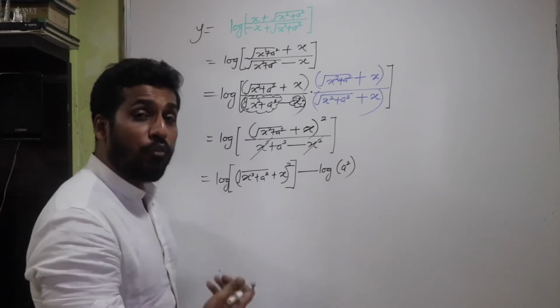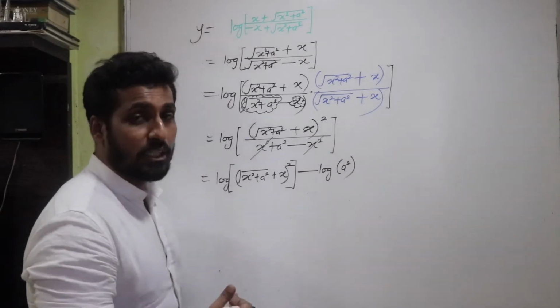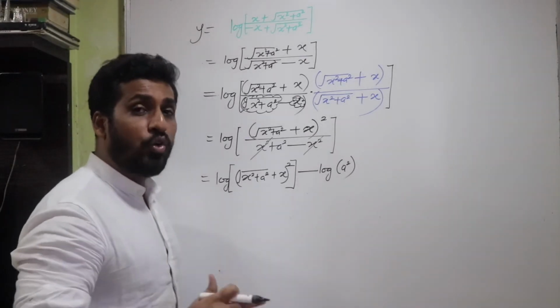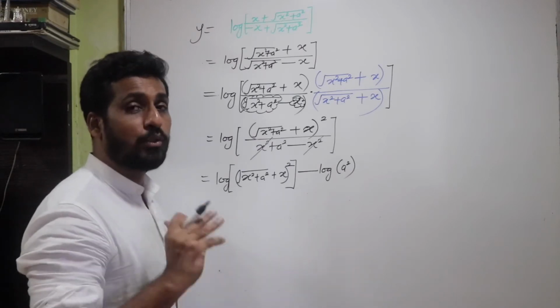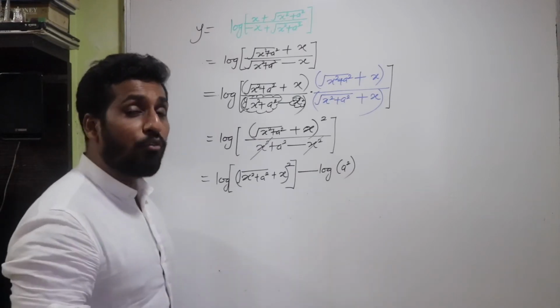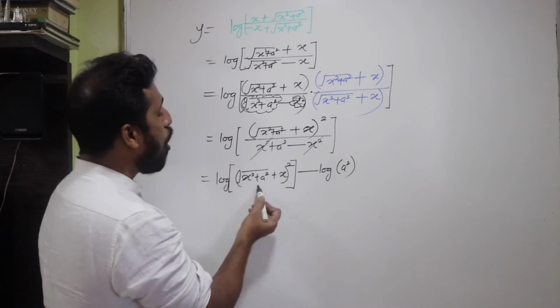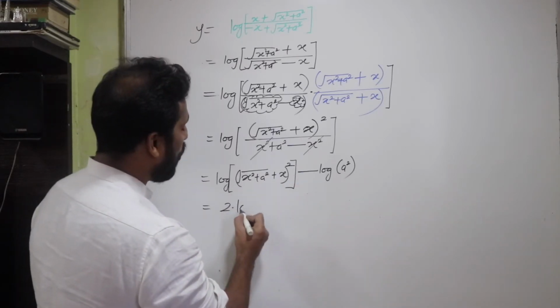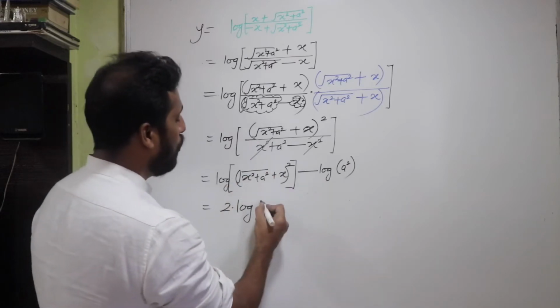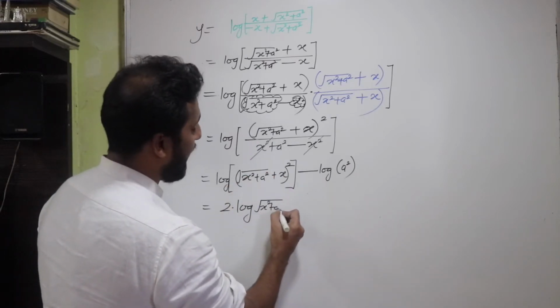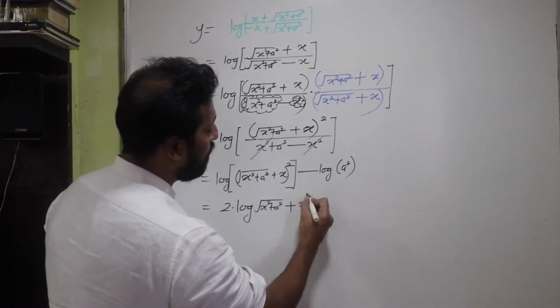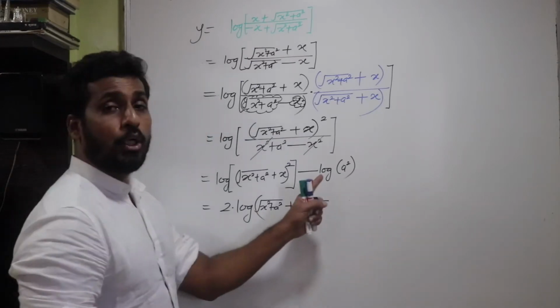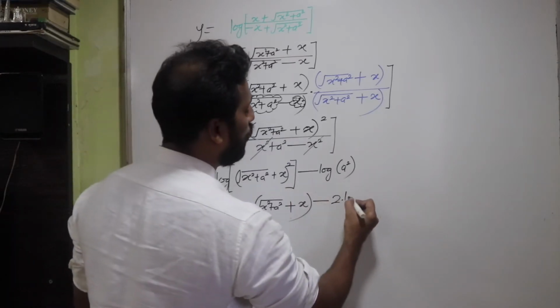See, extensive use of the rules of logarithms is done over here. So you got to know your basic knowledge of mathematics very thoroughly. The basic rules of logarithms. If you observe, this is log of a raised to m, and log of a raised to m is m log a. So that 2 comes down, log of root of x square plus a square plus x minus 2 log of a, 2 log of a.